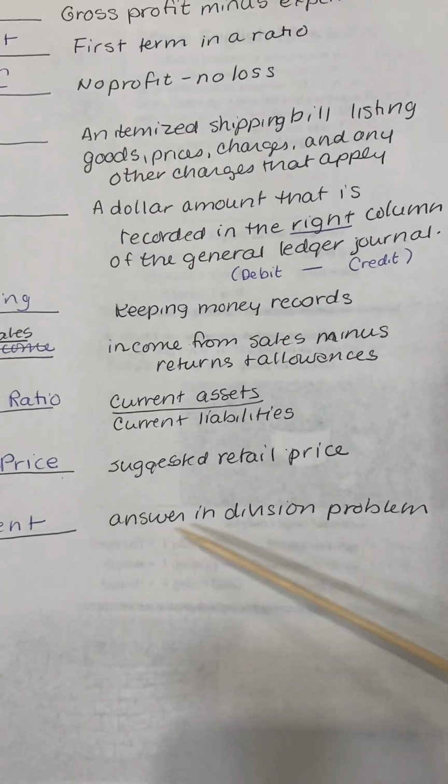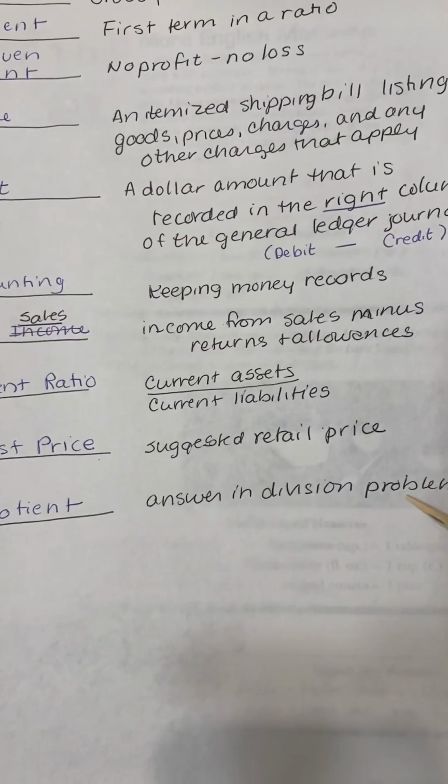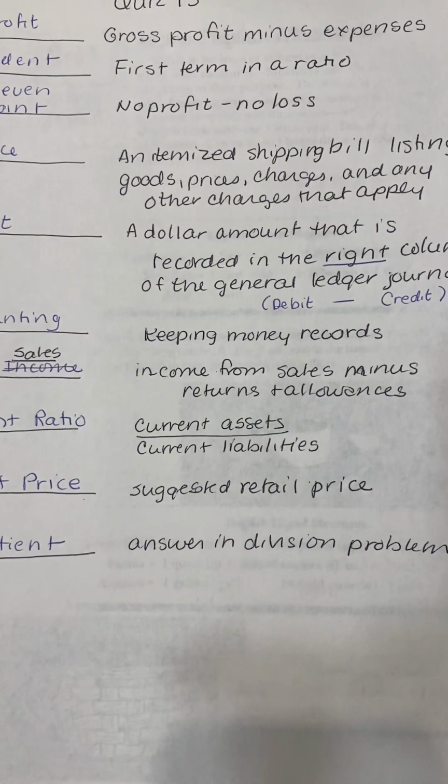So the answer in a division problem is called the quotient. If you have a division problem, the answer is always a quotient. Okay? So those are your 2 quizzes. And I think I'm going to stop there because we haven't got into the decimal system yet. And that's what we're going to do next.